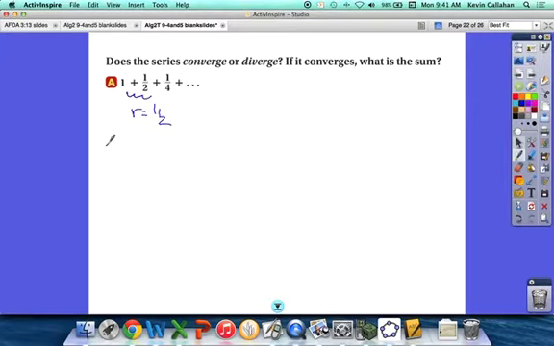So does that meet the condition? Is the absolute value of R less than 1? Yes, it's 1/2, right? Since this is less than 1, then this will converge to a sum. Okay, what is the sum? The sum will be S equals A1 over 1 minus R. S equals 1, the first term, over 1 minus 1/2. That's the math.